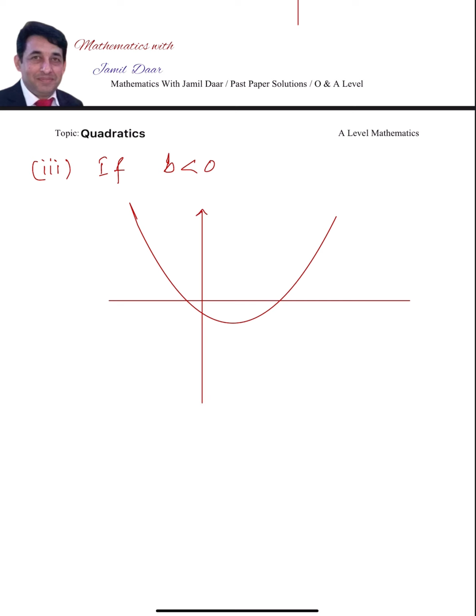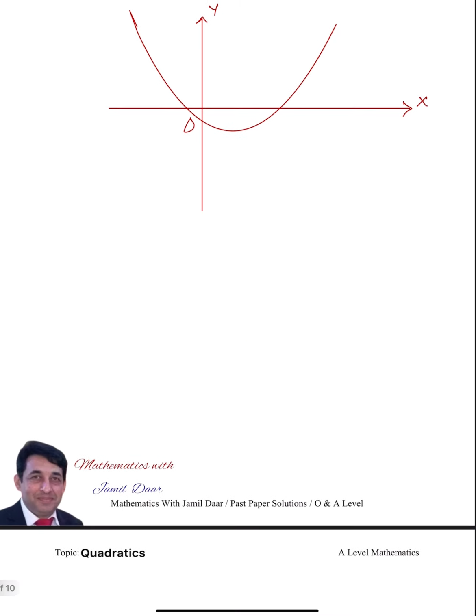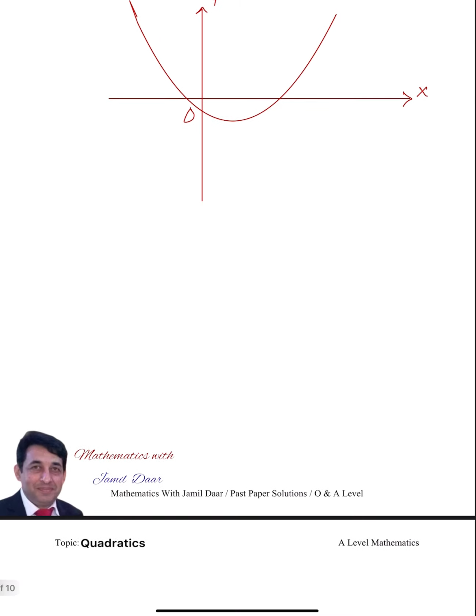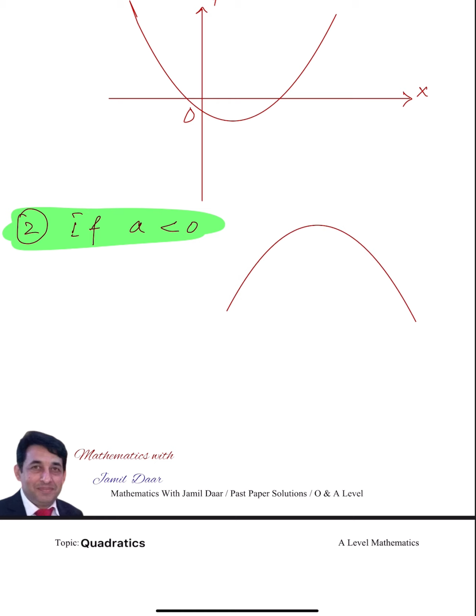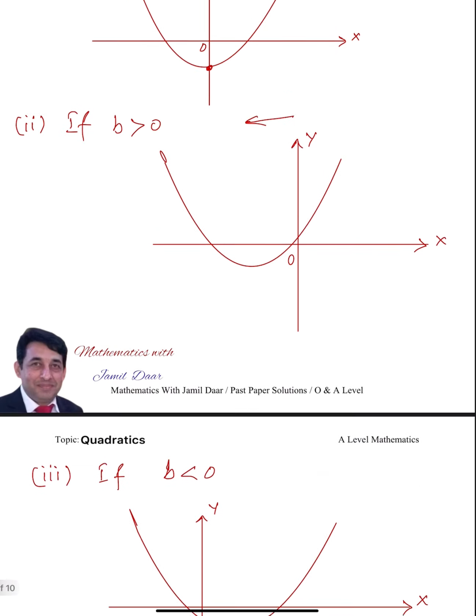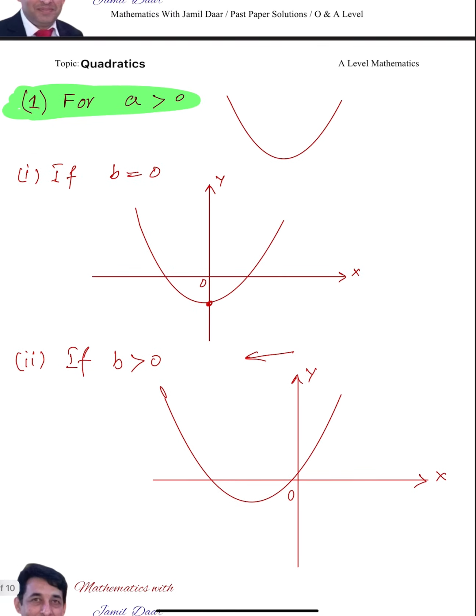So y and x, and the graph has moved towards the right side if b is negative. In the other situation, number two, if a is negative, then the graph would be the other type of graph like this, and the situation will become different for b.